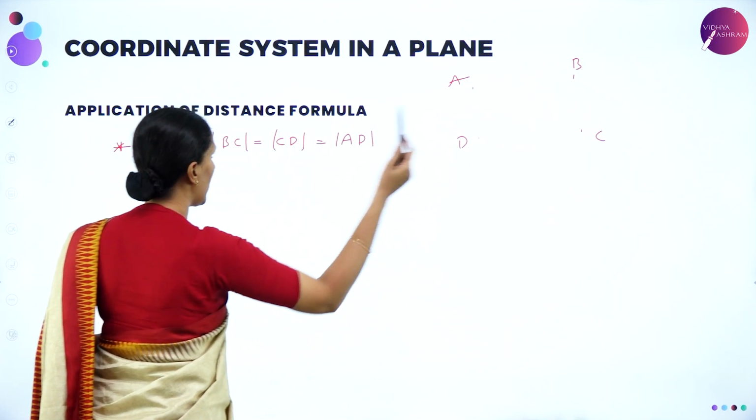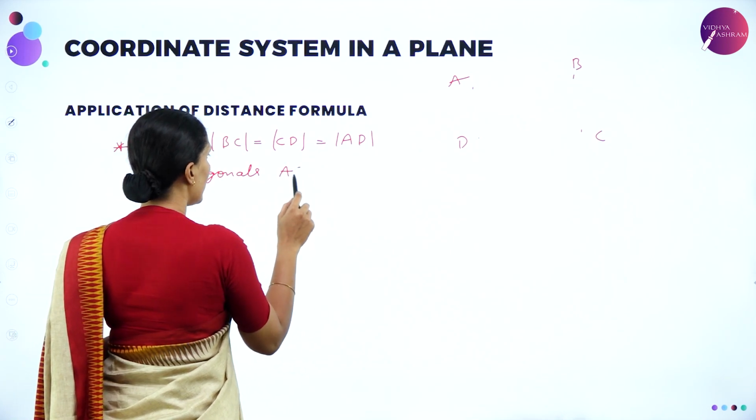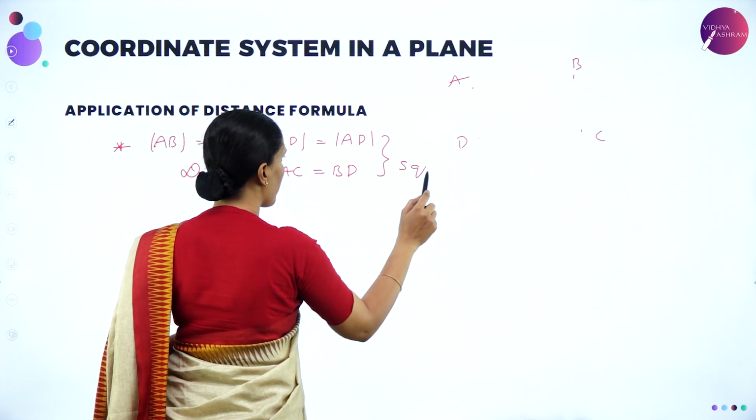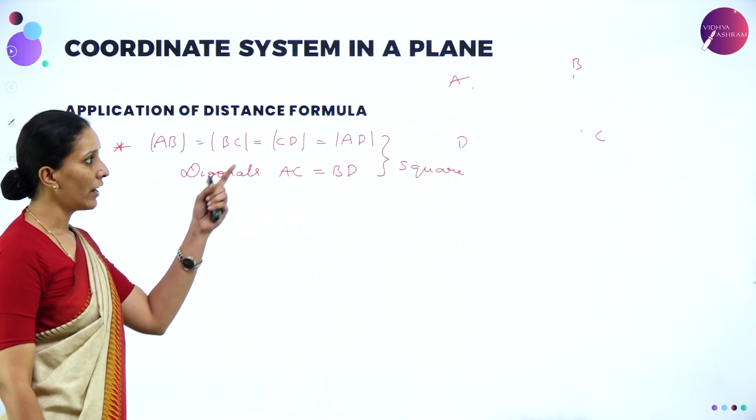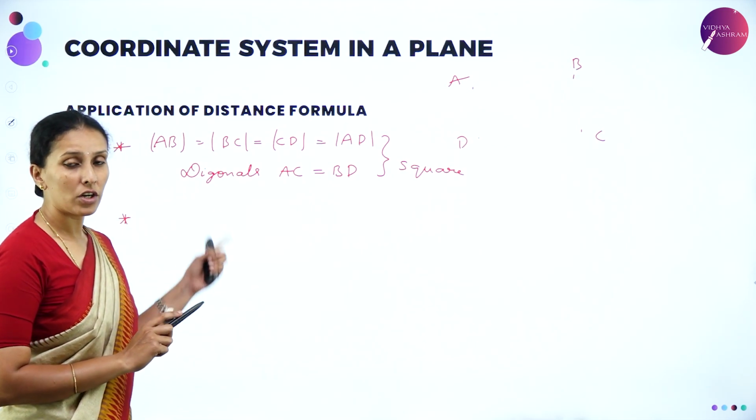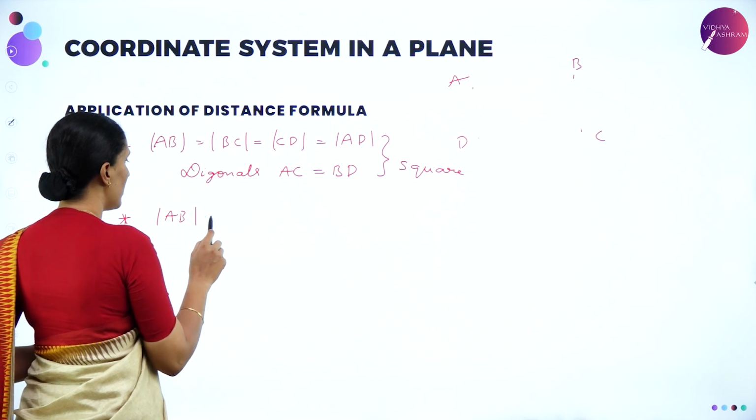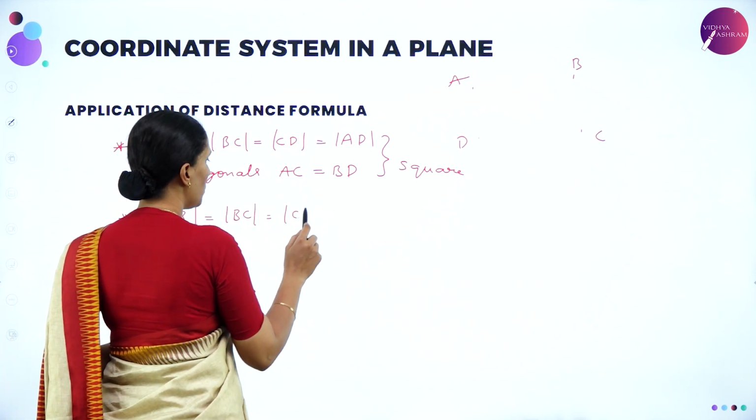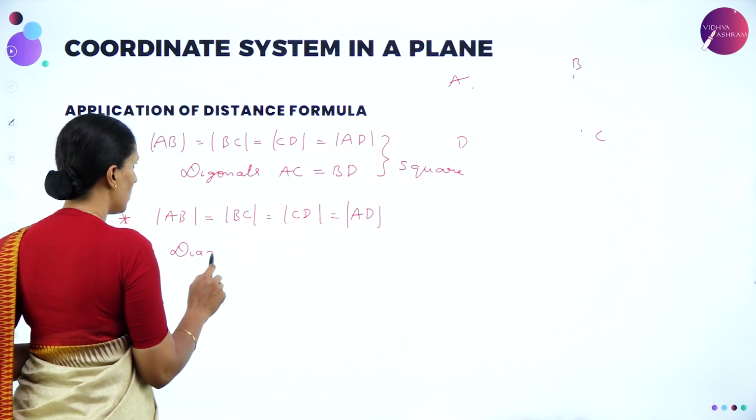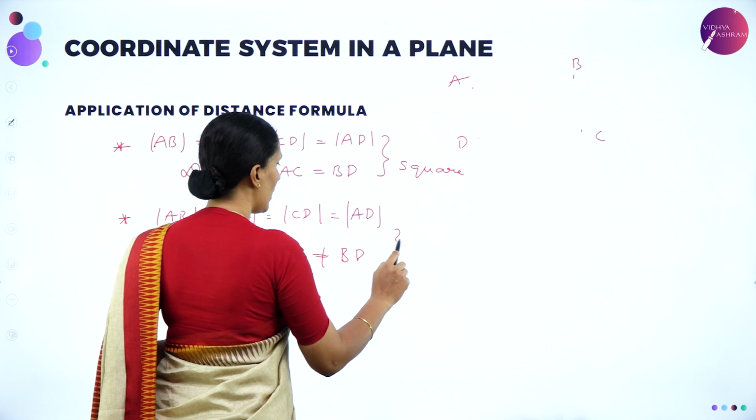Also the diagonals AC and BD, AC is equal to BD. So this is to show that this quadrilateral is a square. Now what in case it forms a rhombus? In a rhombus we know that all sides are equal but the diagonals are not equal. So if we show that AB is equal to BC is equal to CD is equal to AD, and the diagonals are not equal, that is AC is not equal to BD, then it forms a rhombus.